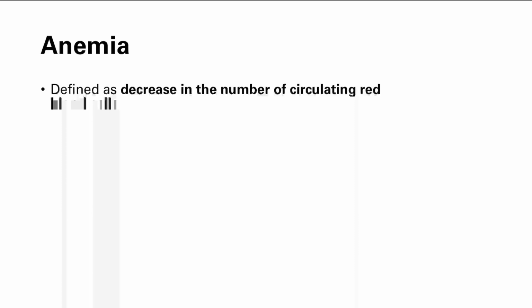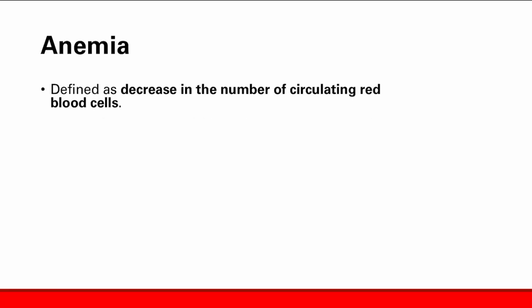Now it's hard to calculate just the number of circulating red blood cells, so practically for diagnosis, we look at hemoglobin or hematocrit levels. Just remember that red blood cells contain hemoglobin. Hemoglobin is the protein that binds oxygen. So we look at the levels of hemoglobin and use it as a surrogate for levels of red blood cells.